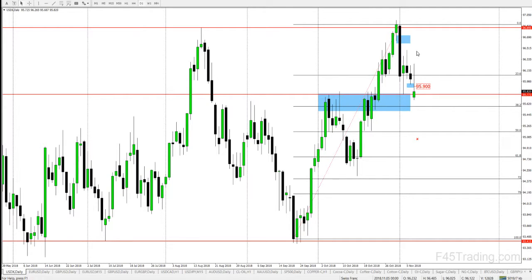So my analysis to start the week out was to see price come back down and retrace a little bit into these levels here. We kind of saw that on Monday, and then I kind of felt it might go a little bit deeper, but I'm ultimately looking for price to run higher longer term.